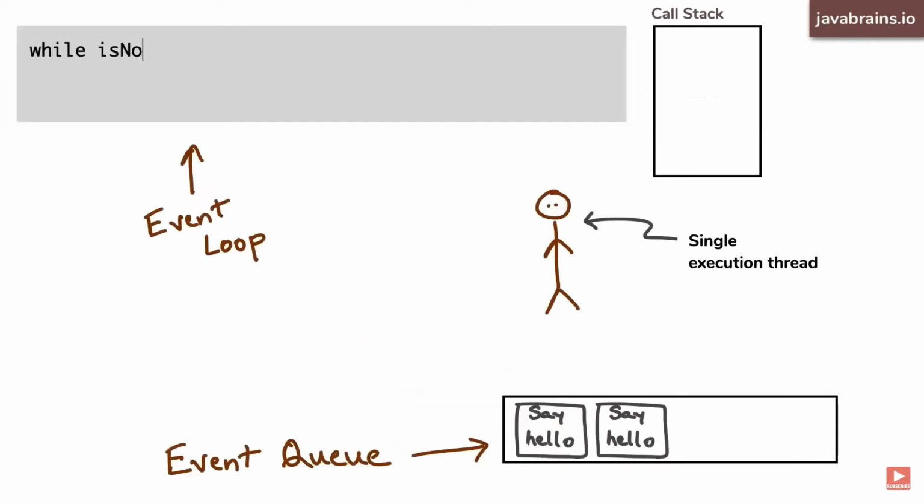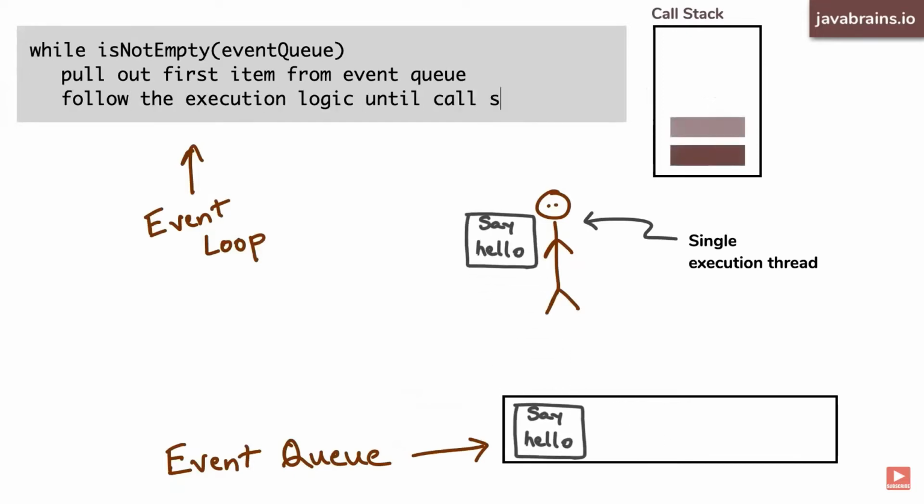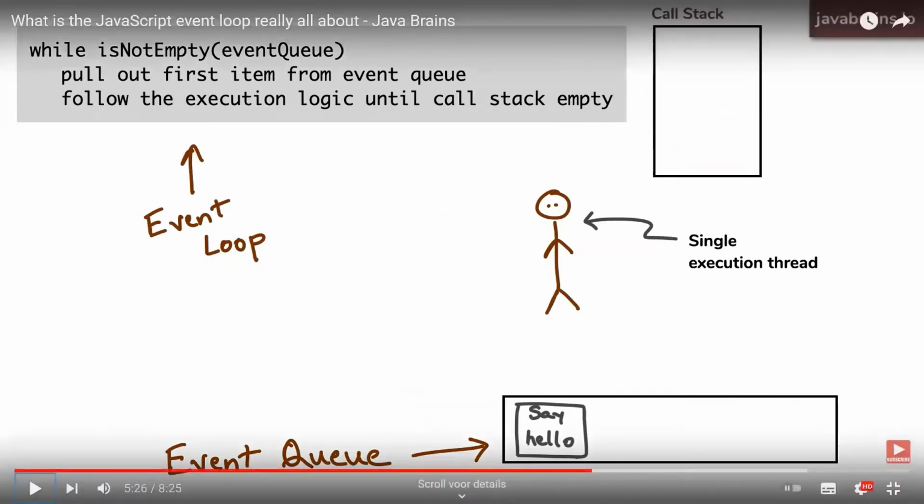So here's a slight change to that simplified pseudocode. While the queue is not empty, it pulls out the first item, but then it follows the execution logic until the call stack is empty. It's important to know that the call stack is something that JavaScript controls, and it's JavaScript's way to know where it started and which function this task started from. So in this example, it was function A calls function B calls function C. It puts them in a stack on top of each other, so it knows where it has gone.